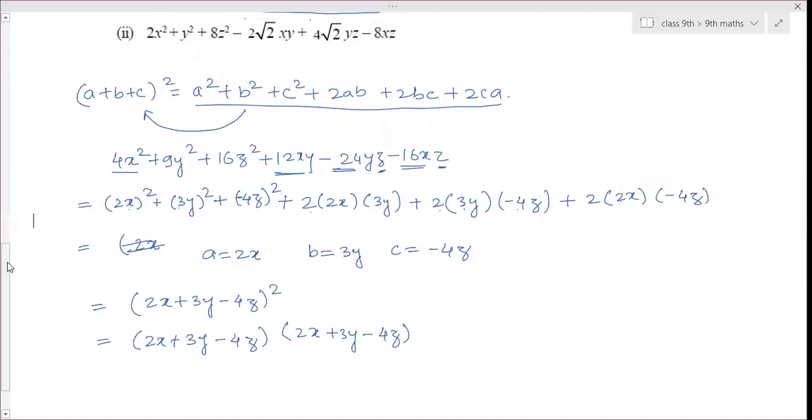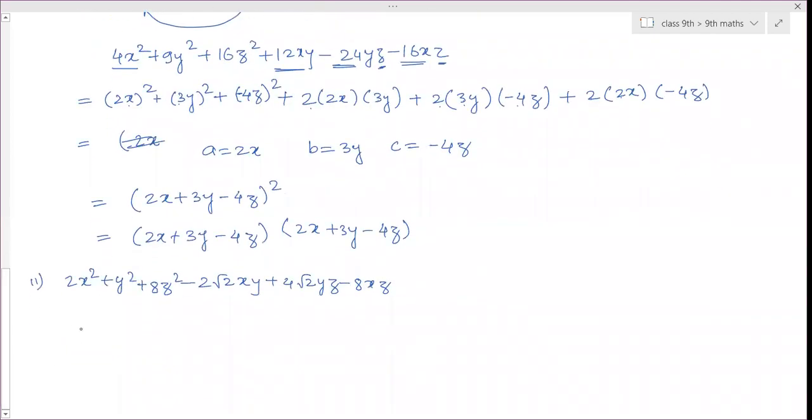Okay, Pranjal. So here, second part, the same way: 2x square plus y square plus 8z square minus 2 root 2 xy plus 4 root 2 yz minus 8xz. Okay, so 2 is the square of root 2, so root 2 x whole square plus y square, and the square root of 8, 4 into 2, is 2 root 2. So it is 2 root 2 z whole square.